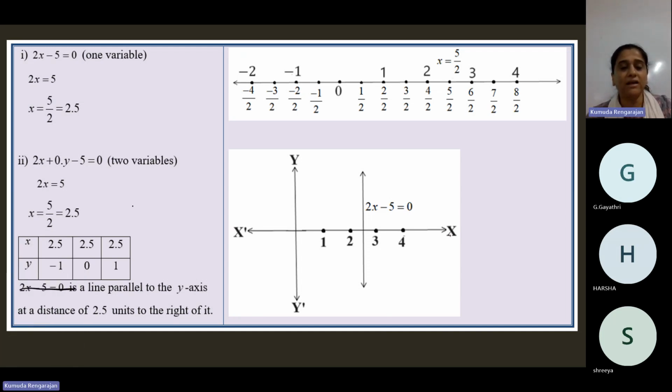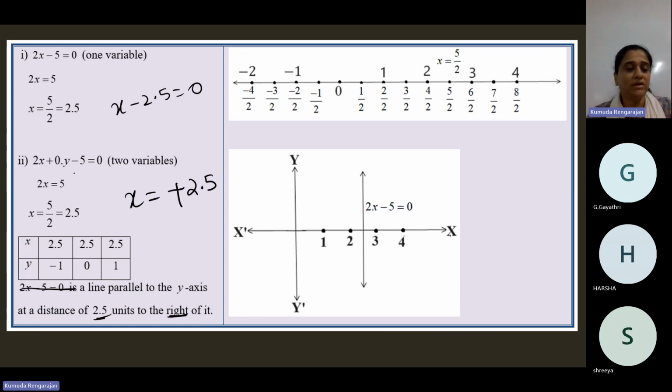Dash is a line parallel to the y-axis. The minute you read parallel to the y-axis, write x is equal to. Next you should decide if it's plus or minus. Right of it, so plus, distance is 2.5. So plus 2.5, x is equal to 2.5. So the equation is x minus 2.5 is equal to 0.